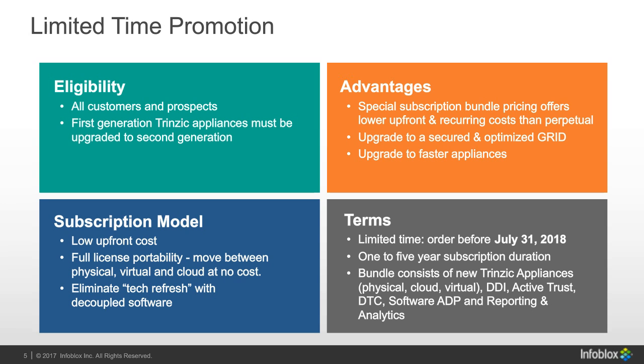And finally, some of the terms that may be of interest to you. This offer, I said, was for a limited time. You have to license the software by July 31st of 2018. You can subscribe to the software for as little as 1 year or as many as five. The bundle consists of the appliances, physical, virtual, or cloud, running DDI, Active Trust, any version, DNS Traffic Control, and software ADP, as well as the Reporting and Analytics package. So this bundle of services is at a very attractive price, an interesting offer for people who are looking at their network as a critical asset that needs to be protected and optimized.